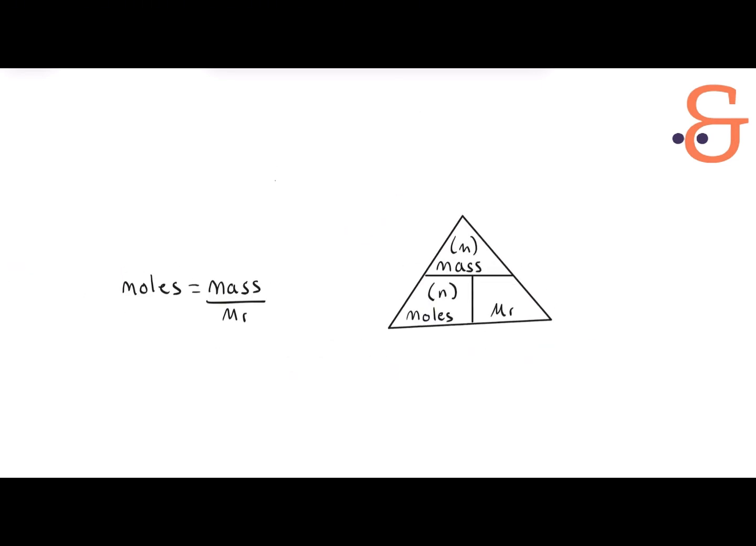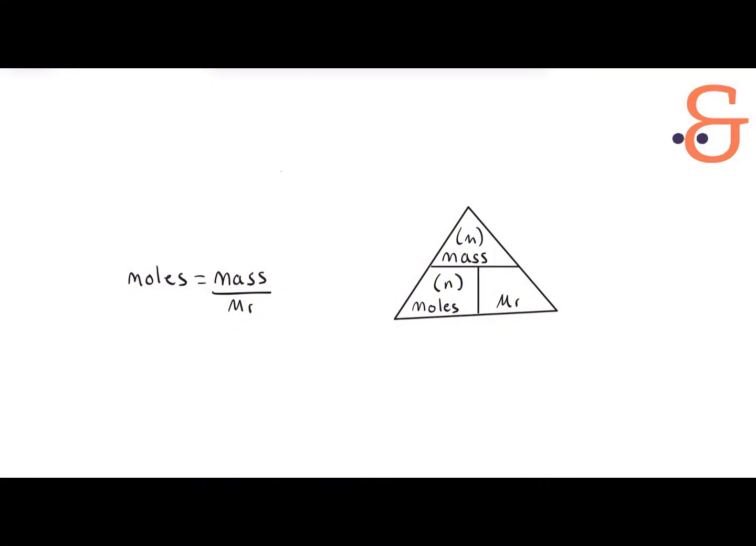So there we go, you can think of it as a triangle. We've got mass on top, then Mr, and then moles at the bottom. To help us understand this, we can imagine that there's a little divide symbol just between the top and the bottom, and a little times symbol just in between the moles and the Mr.